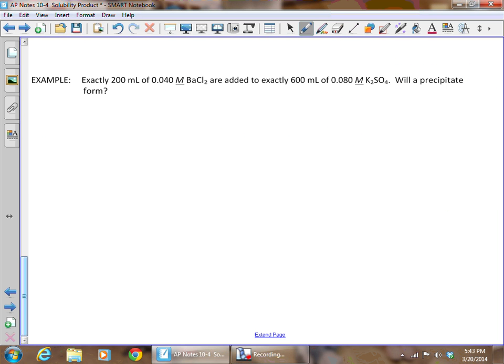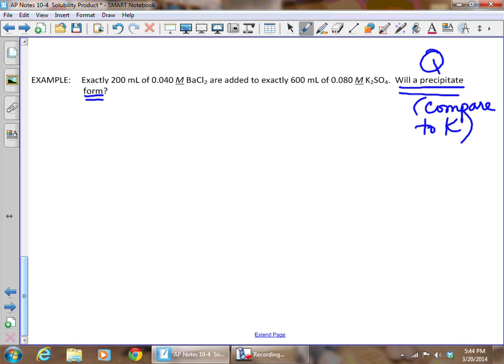Our last problem then involves two solutions being added together, 200 milliliters of 0.040 molar barium chloride added to 600 milliliters of 0.080 molar potassium sulfate, and asks will a precipitate form. Now this is very important, because if it asks will a precipitate form, then you should immediately think to yourself, I need to find Q. And keep in mind our total purpose of finding Q is to compare to K.